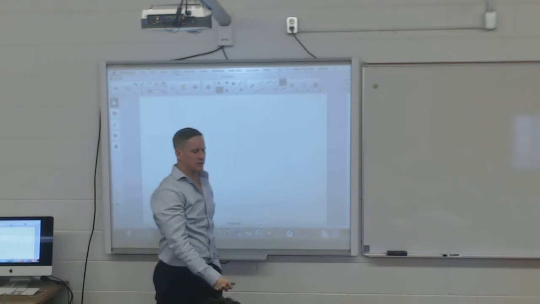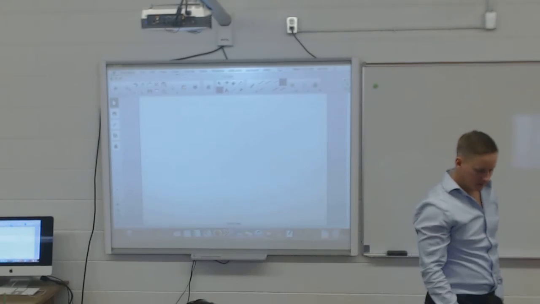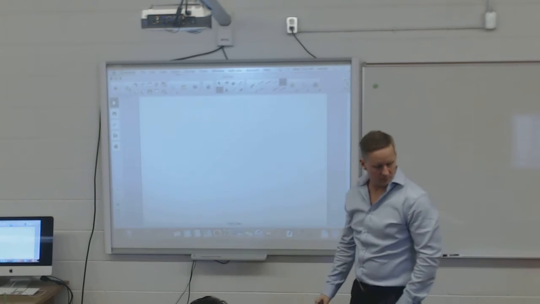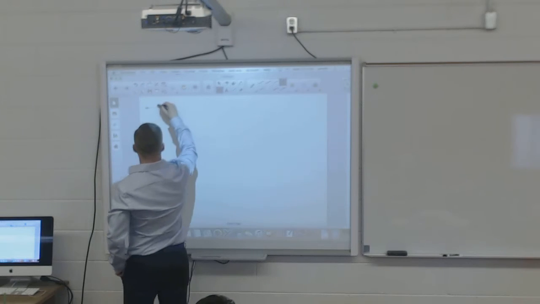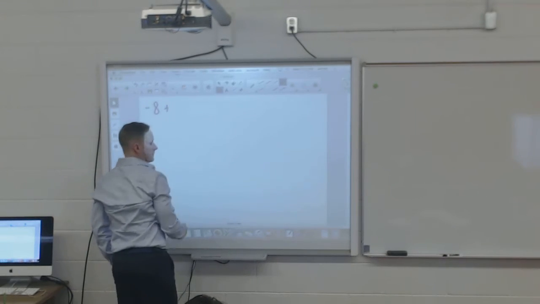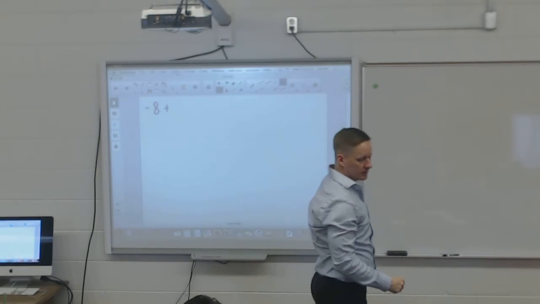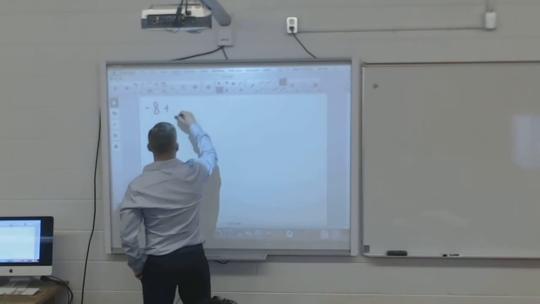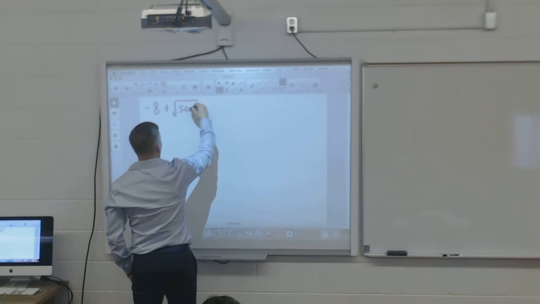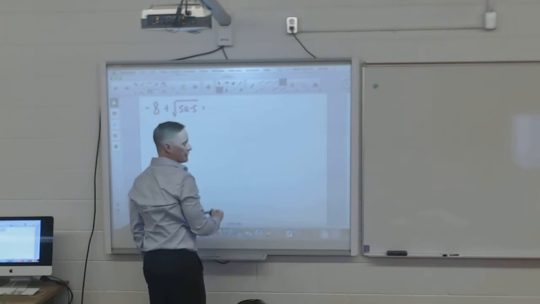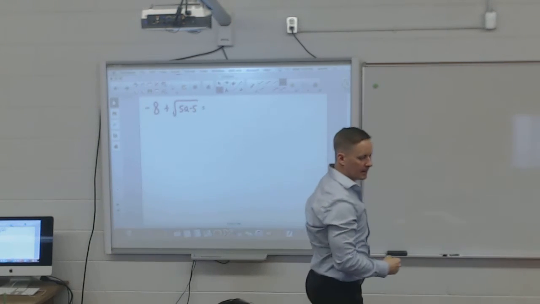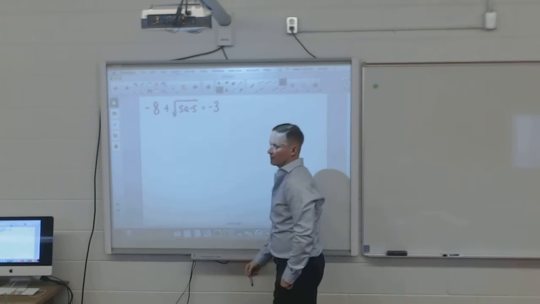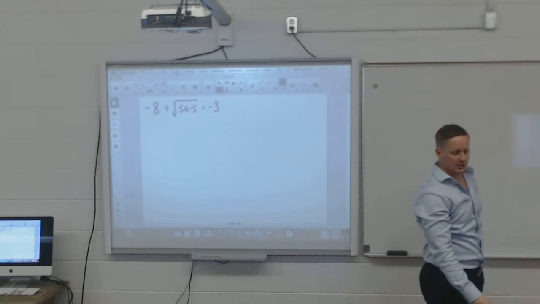Should we try one more, just because? So let's try 2 more. You guys can do this in your book. We'll do 3C. Okay, so the very first thing I want you to do is find out what the restriction is on this, and then I want you to solve it. So find your restriction first and then solve it.